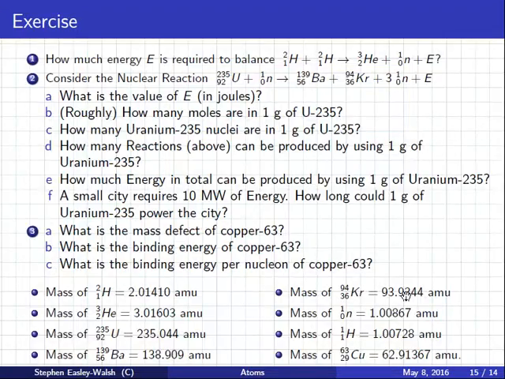Okay. The first one is how much energy do you get from that? So on the left, let me add it up. Hydrogen and a hydrogen. So on the left, that's 2.01410 times 2. And then you have a helium and a neutron, so minus a helium, minus neutron. So in question 1, you have this much mass.